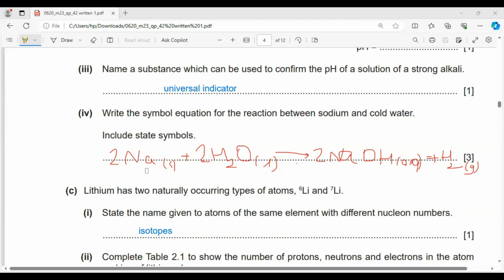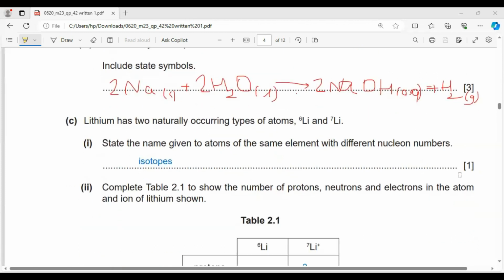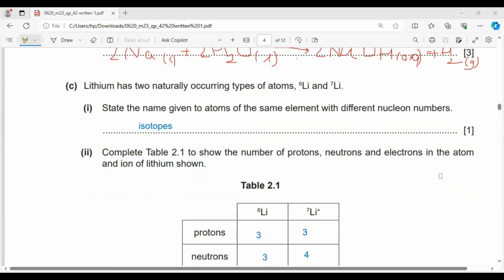Talking about state symbols, sodium, which is a metal, is in solid state. Water always comes in a liquid state, that is why it is written l. Sodium hydroxide is in aqueous state, so we write aq, and hydrogen is a gas, that is why we write g. Next, lithium has two naturally occurring types of atoms, 6Li and 7Li. State the name given to atoms of the same element with different nucleon numbers. So, here you can see 6Li and 7Li, where 6 and 7 are the nucleon numbers of lithium. Those having different nucleon numbers are known as isotopes.